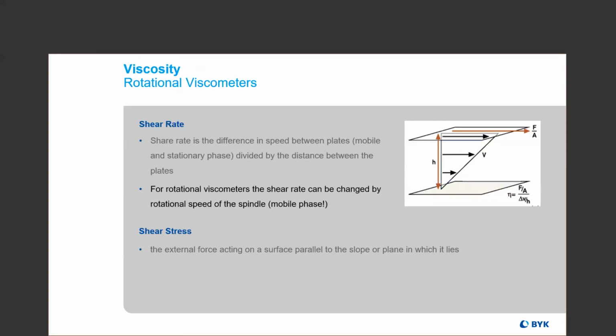So the spindle is the moving plate or the moving surface, and then the vessel or the container that you're testing your liquid in is the stationary plate, and you can vary the shear rate by varying the speed at which that spindle spins. And then, of course, the shear stress is the external force acting on a surface parallel to the slope or plane in which it lies. And for rotational viscometers, that's going to depend on the spindle's dimensions, the sample volume, and the sample container, how big the sample container is.